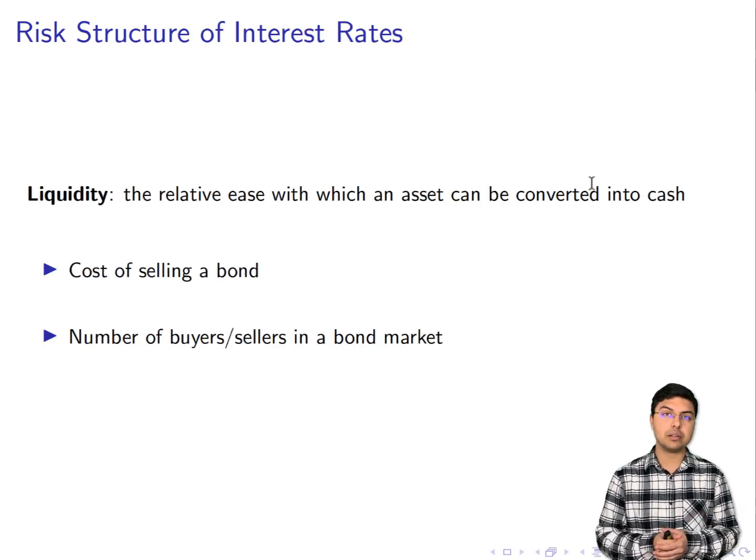Now, another key factor that can cause two different bonds with the same date of maturity to have different rates of interest is liquidity. Now, what do we mean by liquidity?